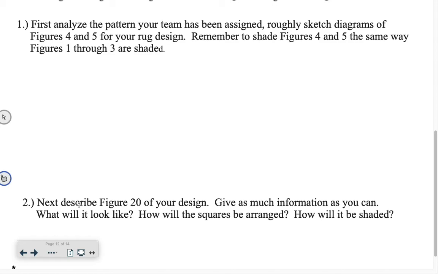Once you get to describing figure 20, look for patterns from figures 1 through 5. So try to figure out what the patterns are and then use them to describe figure 20.